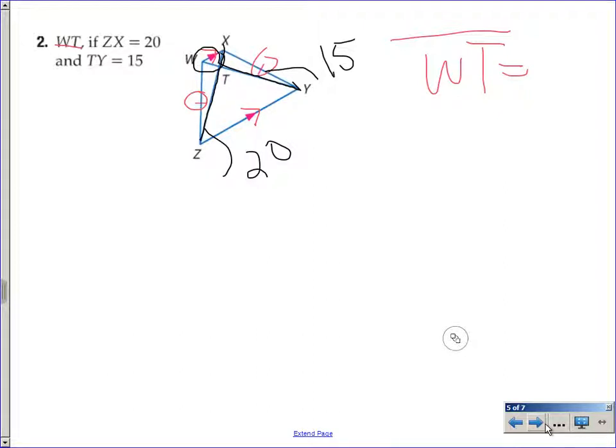Well, I know the diagonals are congruent, so if the entire diagonal is 20, and the larger portion is 15, then I have 20 minus 15 equals 5. 5 units would be left for the measure W to T. So 5 would be remaining for that segment.